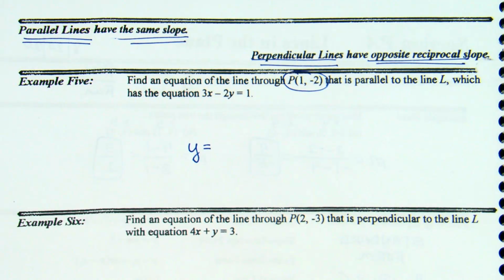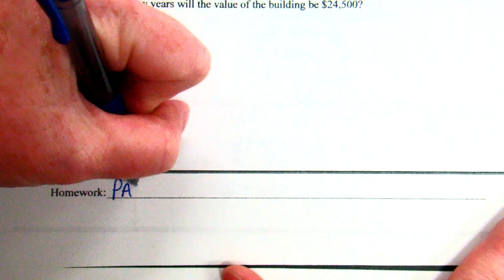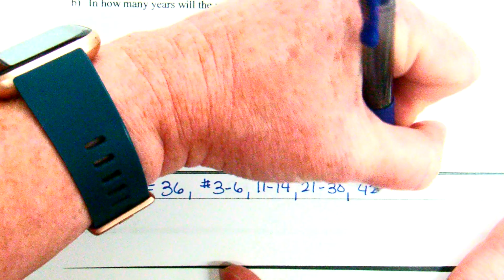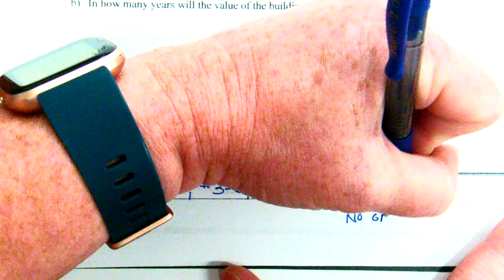Okay, your homework. Make sure you write it down and do it. I will help with parallel and perpendicular, but try everything in the homework. Page 36. Numbers 3 through 6. 11 through 14. 21 through 30. 42. 44. And 45. I don't remember what they are, but 42 and 44, I have no graphs written down. Try it.